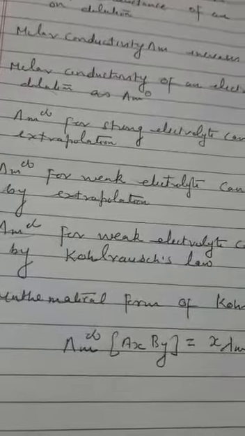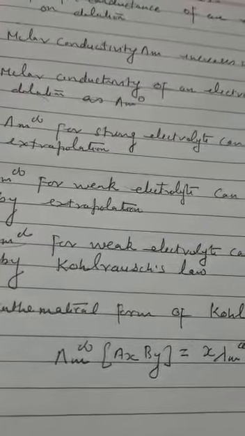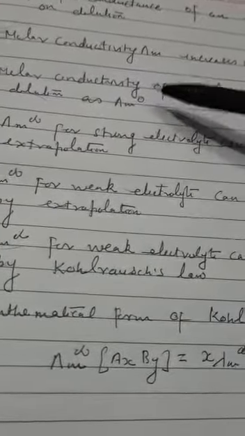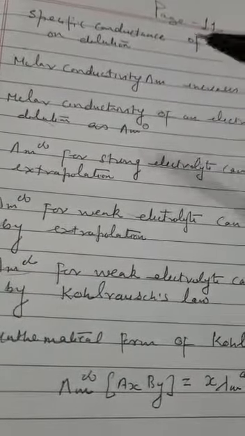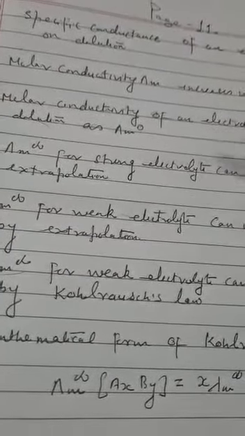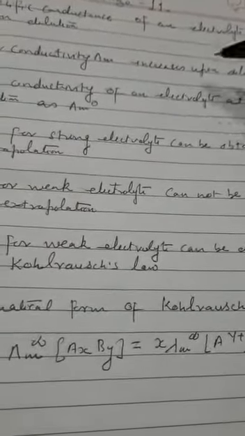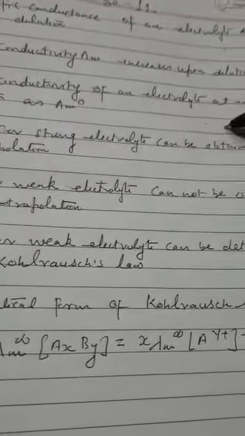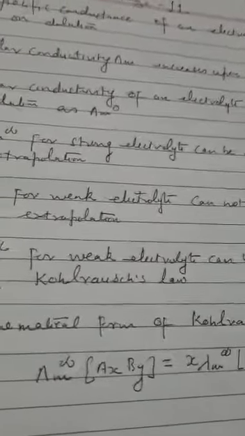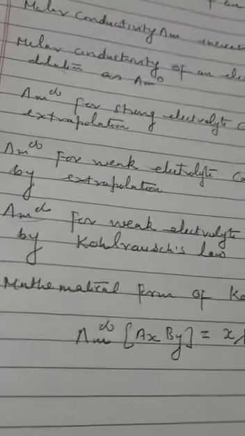Molar conductivity of an electrolyte at infinite dilution is given as lambda m naught. This lambda m naught can be easily calculated at infinite dilution. Lambda m naught for strong electrolyte can be obtained by extrapolation.